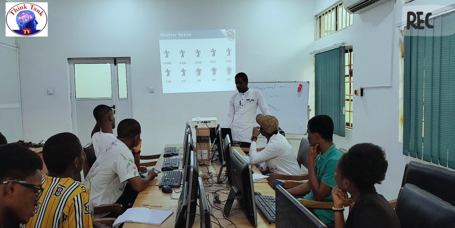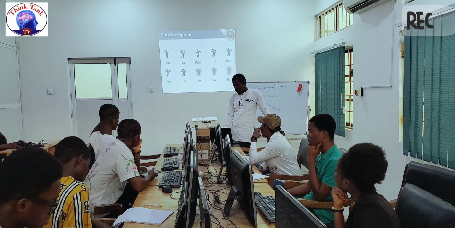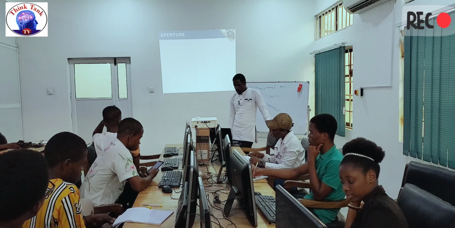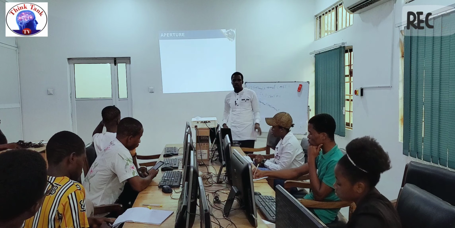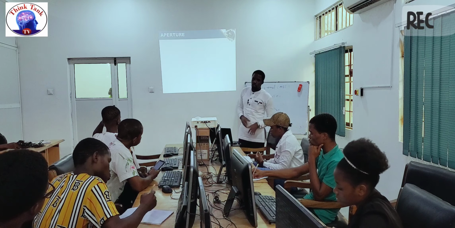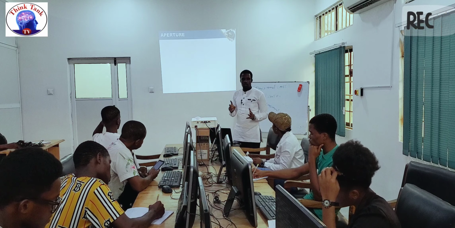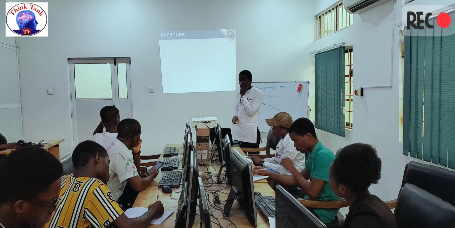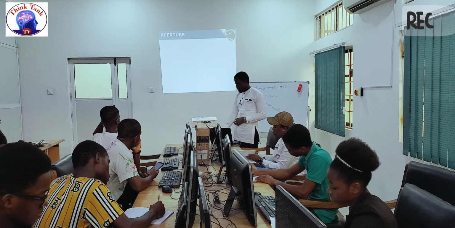We've had this before now. So let's go to the order of the day, aperture. I told you we're looking at three basic things which we call the exposure triangle: the shutter speed, the aperture, and what? The ISO. So we looked at the shutter speed. Now we're at the aperture.